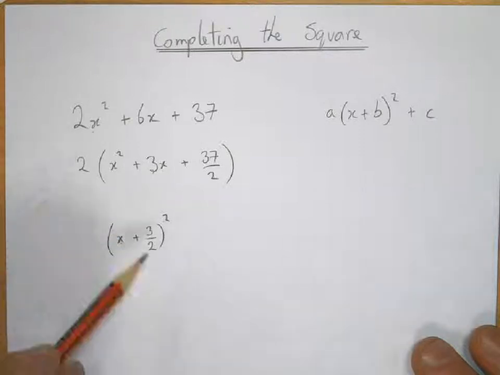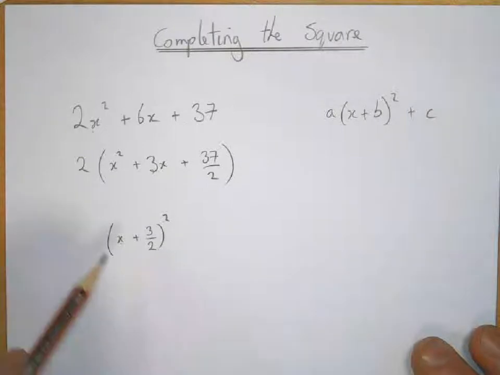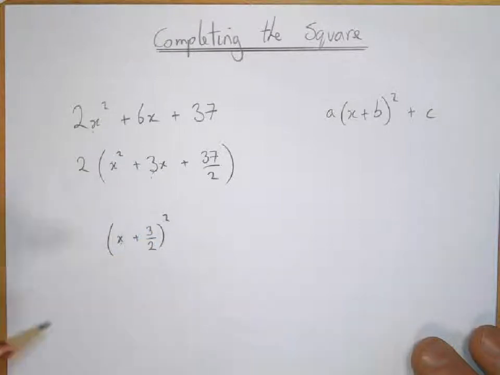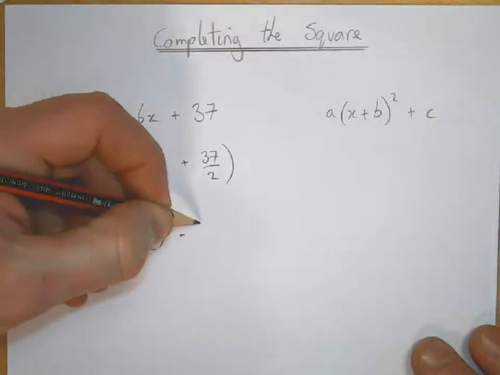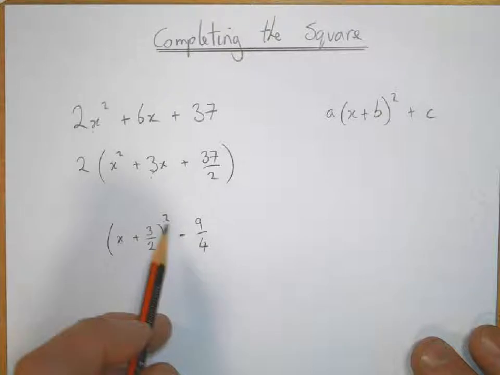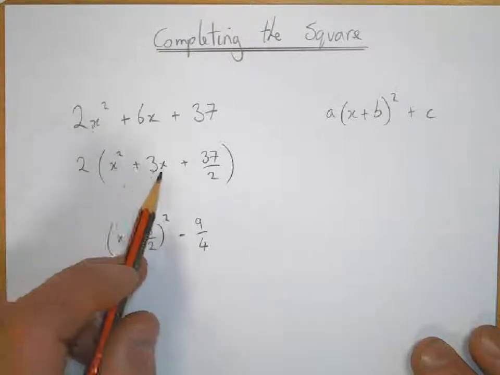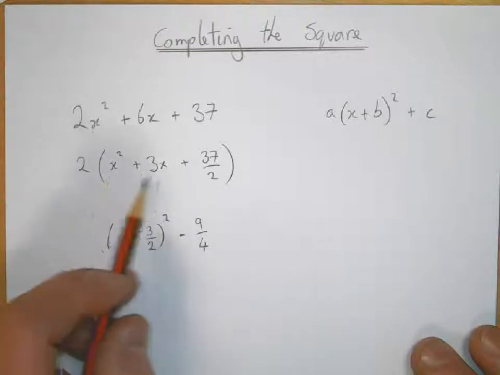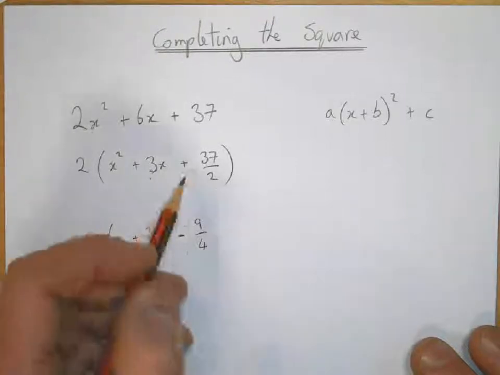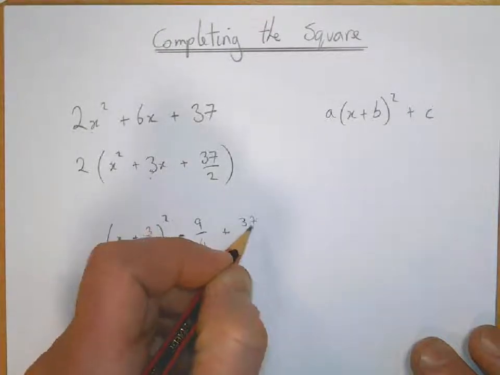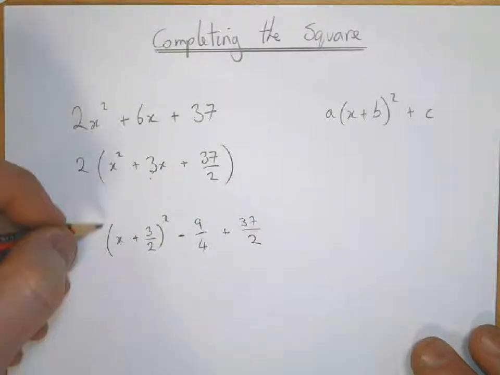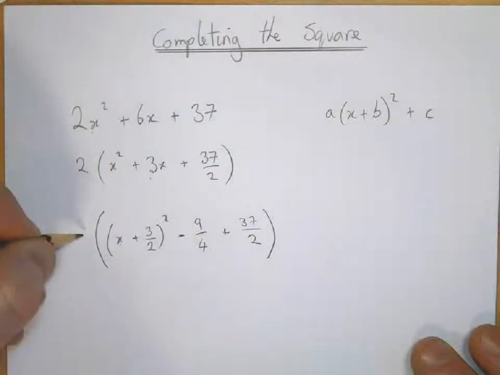Now the only problem is when we multiply this bracket out here, we get our x squared, we also get our 3x, but we also get 3 over 2 squared, which will give you 9 over 4. Now that's an extra term, we don't want that, so we're going to take that away outside the bracket. So when you multiply this bit out, we end up with the x squared plus the 3x. We also have this extra 9 over 4, but we take it away, so that means all we get left is just the x squared plus the 3x. And then you've still got the 37 over 2 as well. And now, just remember, we've got this 2 outside here, so all of that's been multiplied by 2.